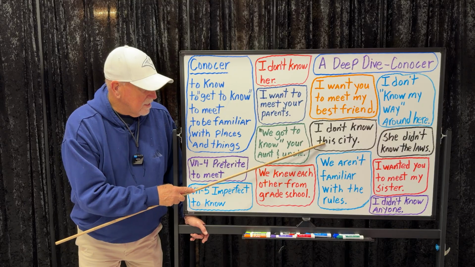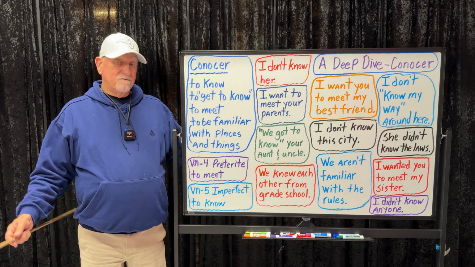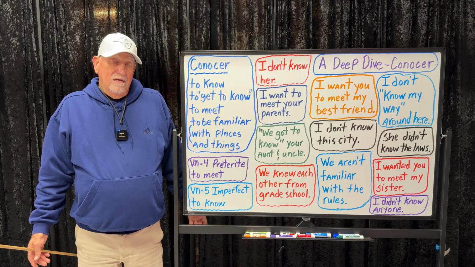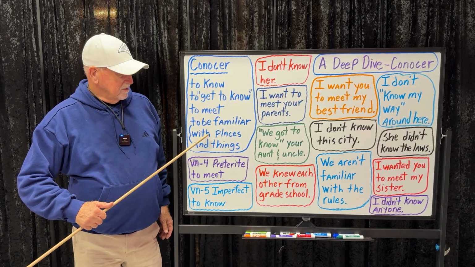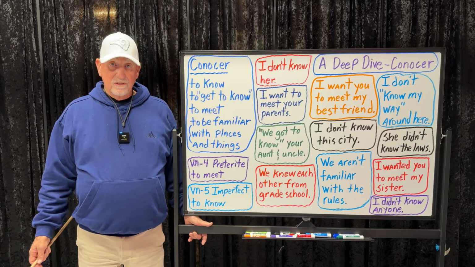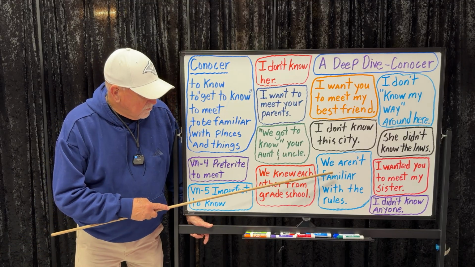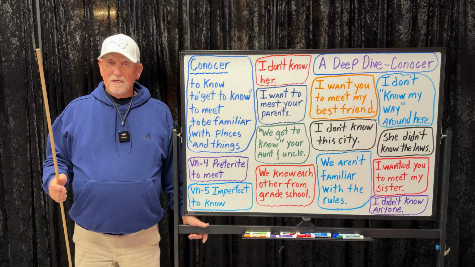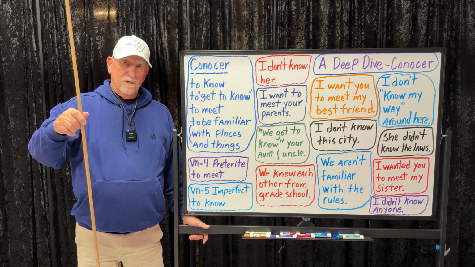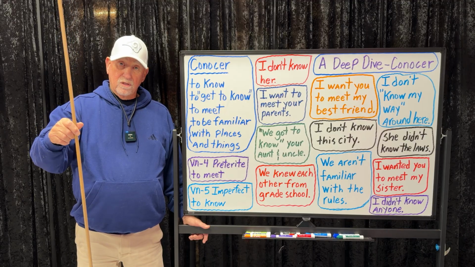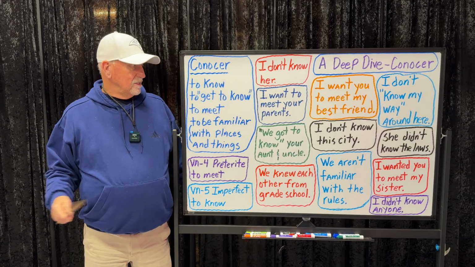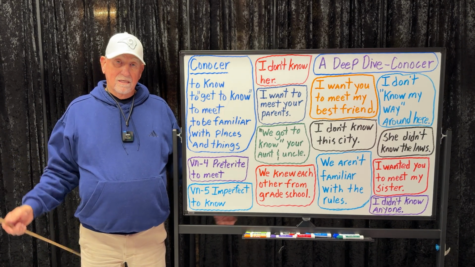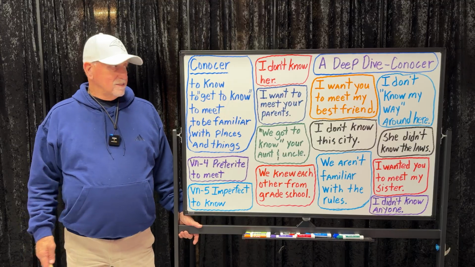I don't know this city. You're in Las Vegas, you say, no conozco esta ciudad. Even though it's not a person, you can use it for knowing places. No conozco esta ciudad. We aren't familiar with the rules. Rules are reglas. A regla is also a ruler. La regla is a ruler, and it's also a rule. We aren't familiar with, it's like we don't know, we aren't familiar with. No conocemos las reglas.